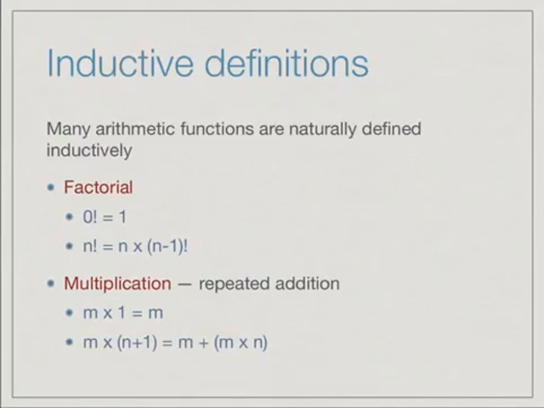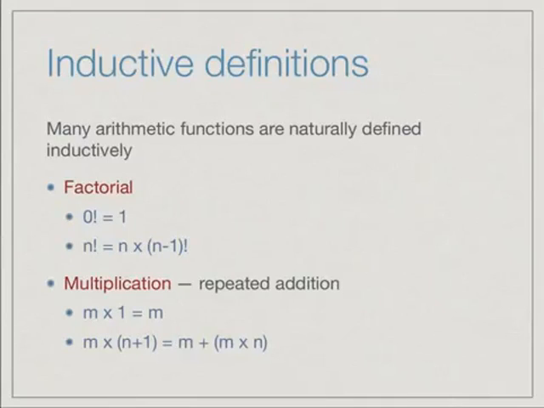We can also do this for other functions. You may remember, or you may not, that multiplication is actually repeated addition. When I say m times n, I mean m plus m plus m, n times. So how do we define this inductively? Well, we say that m times 1 is just m itself, and m times n plus 1 is m plus inductively applying multiplication to n, right?